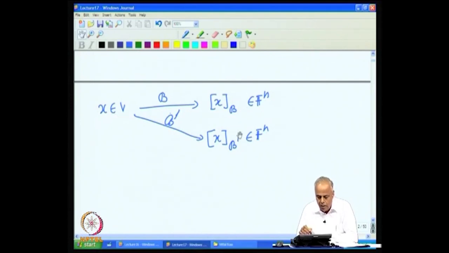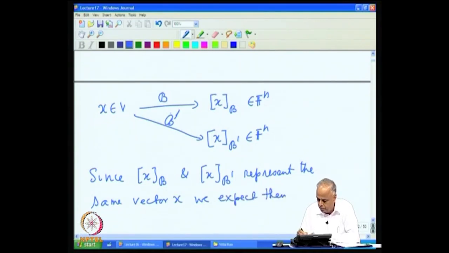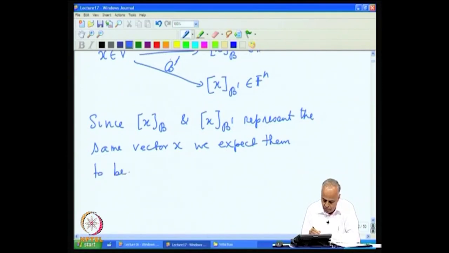but they have both emerged from the same original vector x in V, and therefore we expect that since they represent the same vector, there must be some connection, there must be some relationship between xb and xb prime. Since xb and xb prime represent the same vector x, we expect them to be related in some way, an algebraic relation, because everything is algebra here.